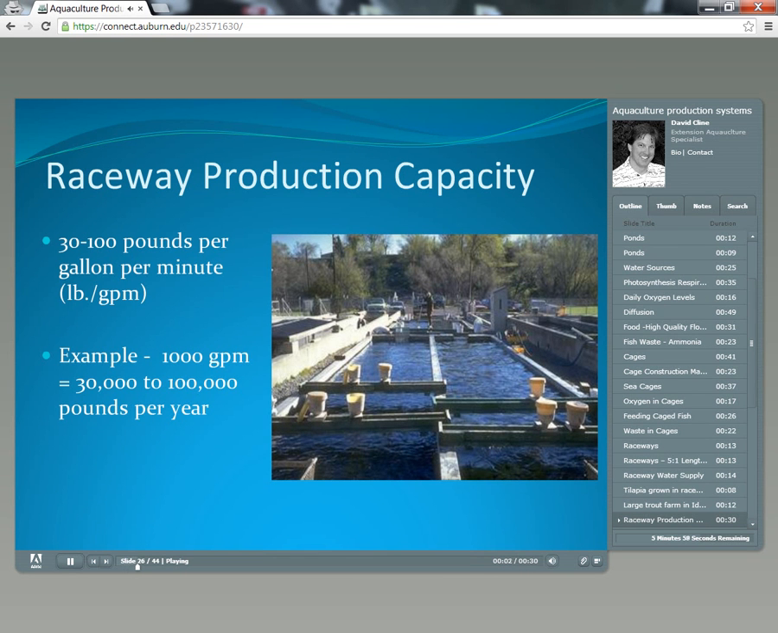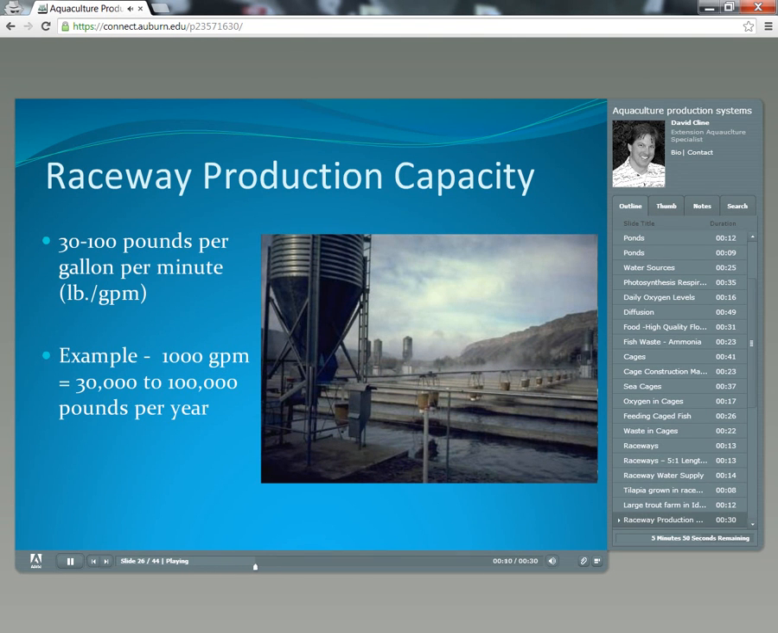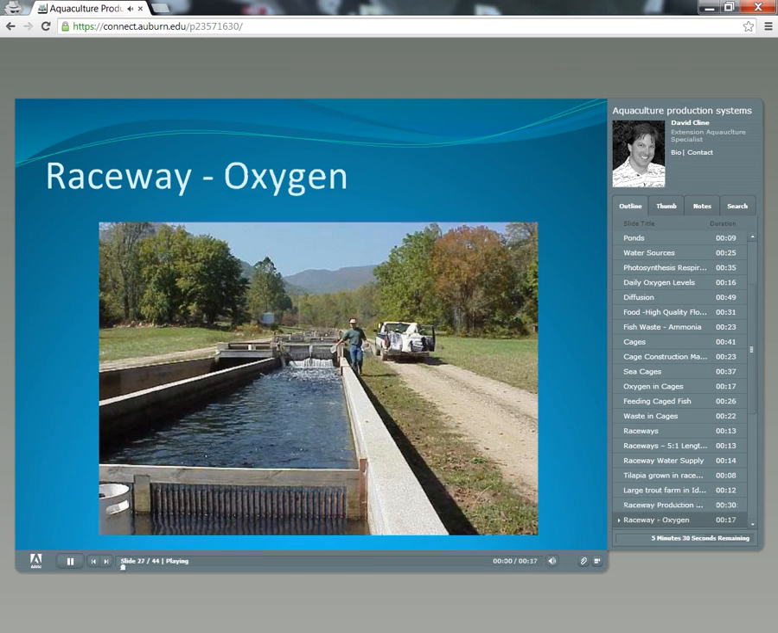The quantity of fish that can be grown in a raceway is dependent on both the quality and the quantity of water available. Depending on the water chemistry, it is possible to grow between 30 and 100 pounds of trout per gallon per minute of flow. For example, if a raceway has 1,000 gallons per minute of flow available, it can support 30,000 to 100,000 pounds of production on an annual basis.